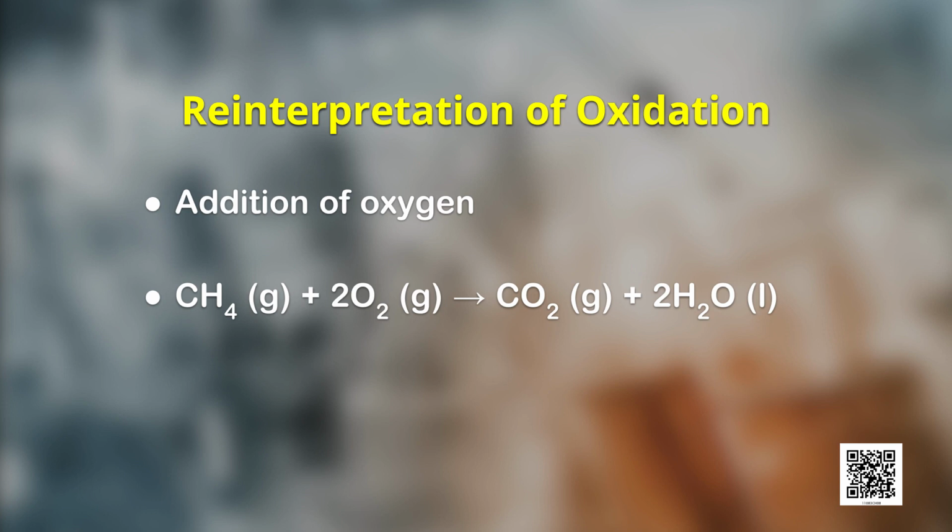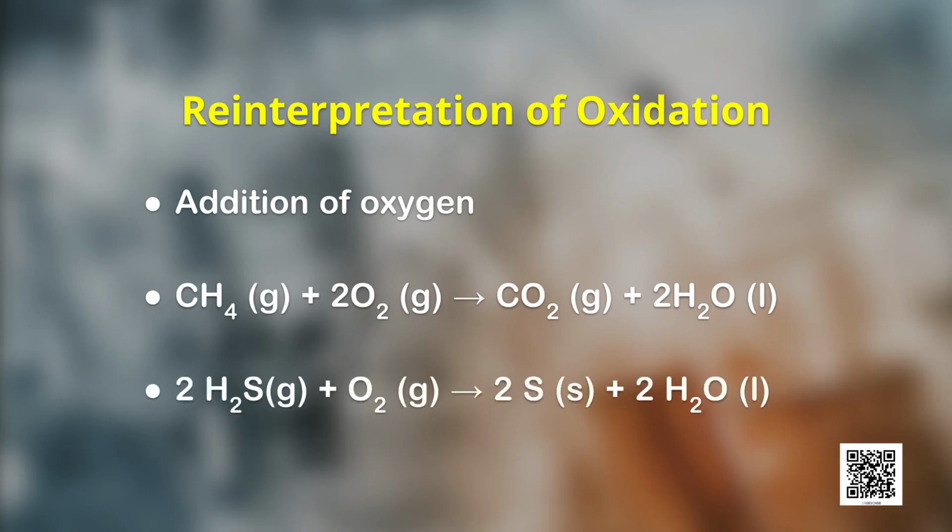So, chemists reinterpreted oxidation in terms of removal of hydrogen from it, and therefore, scope of term oxidation broadened to include the removal of hydrogen from a substance. We can understand this with one more example. When hydrogen sulfide reacts with oxygen and forms sulfur and water, this happens by loss of hydrogen from hydrogen sulfide. Hence, we can say that H2S is undergoing oxidation.